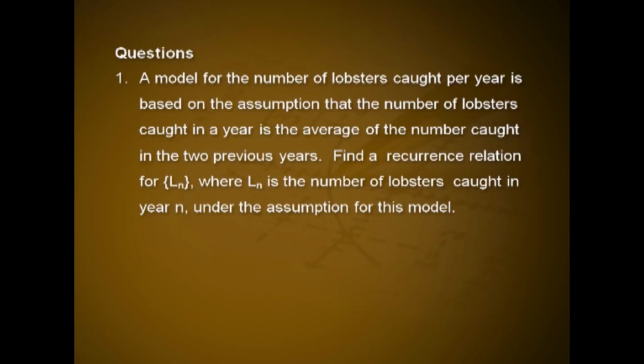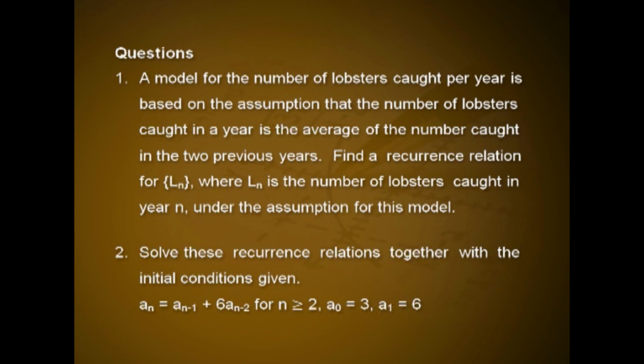Now, try to solve the given questions. 1. A model for the number of lobsters caught per year is based on the assumption that the number of lobsters caught in a year is the average of the number caught in the 2 previous years. Find a recurrence relation for Ln, where Ln is the number of lobsters caught in year n under the assumption for this model.